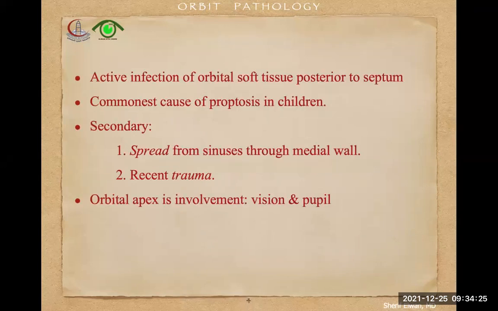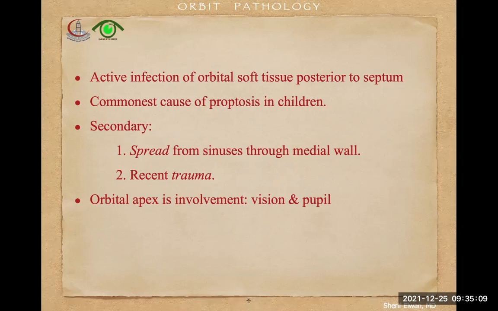We shall start with orbital cellulitis, and this is an active infection of the orbital soft tissue posterior to the septum. If it's anterior to the septum, we call it preseptal cellulitis. And actually, this is not a frank orbital cellulitis, it's rather an inflammation in the lid. The commonest cause of proptosis in children is orbital cellulitis. So remember always that the commonest cause of proptosis in children is orbital cellulitis. It is not tumors, because tumors in general are rare. It's usually secondary to spread from the sinuses through the medial wall or recent trauma.